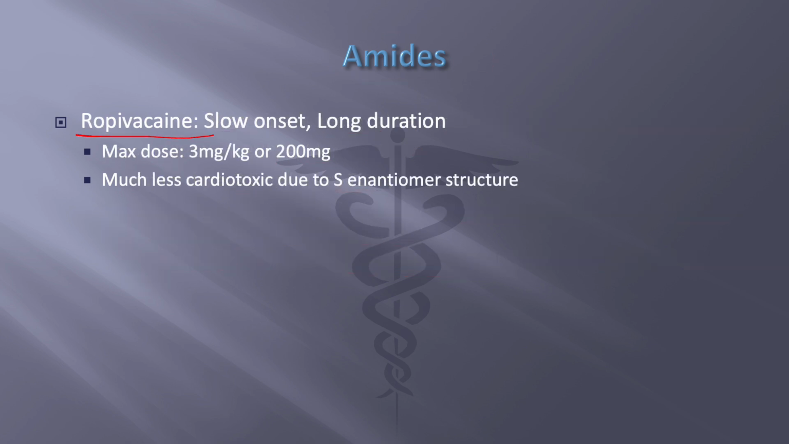Ropivacaine is probably our most commonly used anesthetic for our peripheral nerve blocks. It has a slow onset and a long duration. Max dose is 3 milligrams per kilo or 200 milligrams, okay? It's much less cardiotoxic because it's not a racemic mixture like bupivacaine. It only has that S enantiomer. All right, so it's less cardiotoxic, making it a lot safer for us to use.